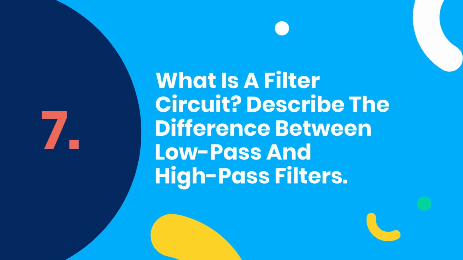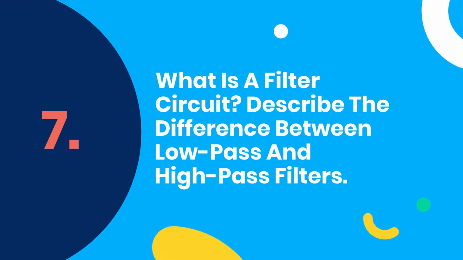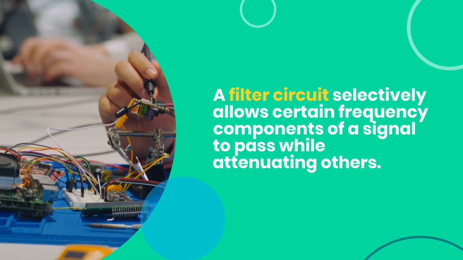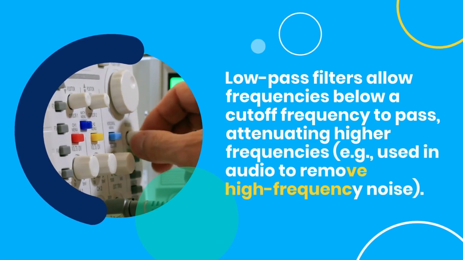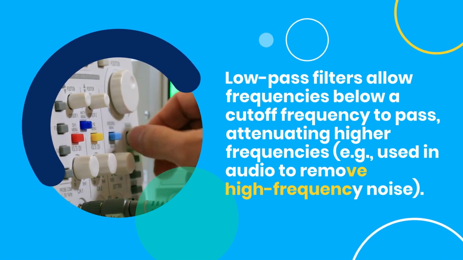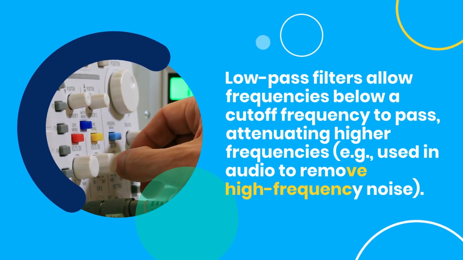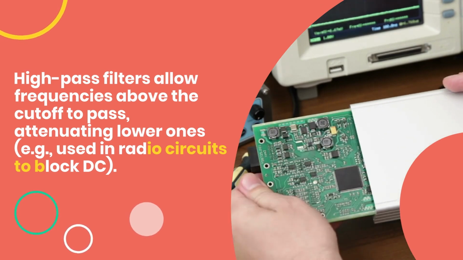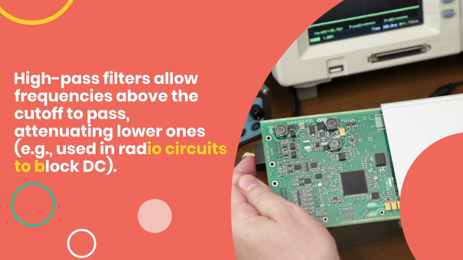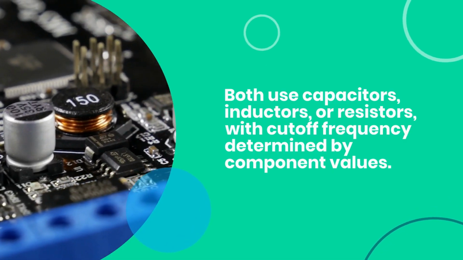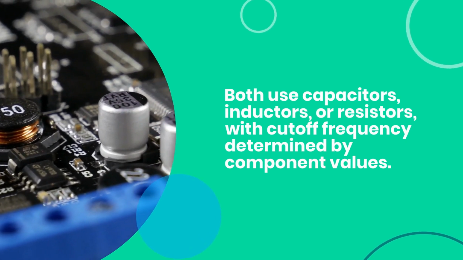7. What is a filter circuit? Describe the difference between low-pass and high-pass filters. A filter circuit selectively allows certain frequency components of a signal to pass while attenuating others. Low-pass filters allow frequencies below a cutoff frequency to pass, attenuating higher frequencies, e.g., used in audio to remove high-frequency noise. High-pass filters allow frequencies above the cutoff to pass, attenuating lower ones, e.g., used in radio circuits to block DC. Both use capacitors, inductors, or resistors, with cutoff frequency determined by component values.